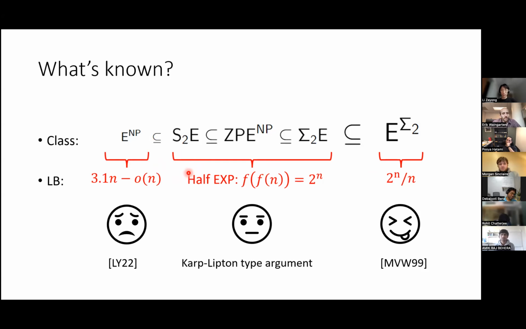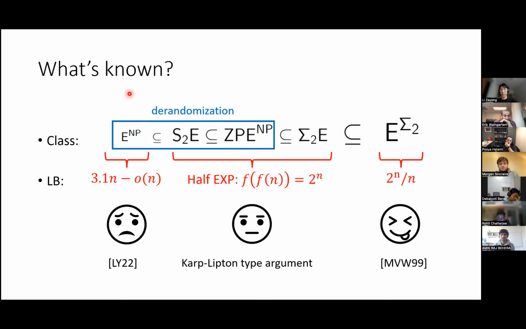So that's the status. And just a side remark, if we believe in some strong derandomization assumption, these three classes here all collapse to E to the NP. So there's something to hope for, like we could probably get stronger circuit lower bounds for E to the NP.